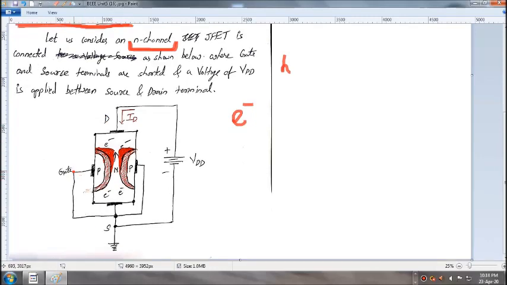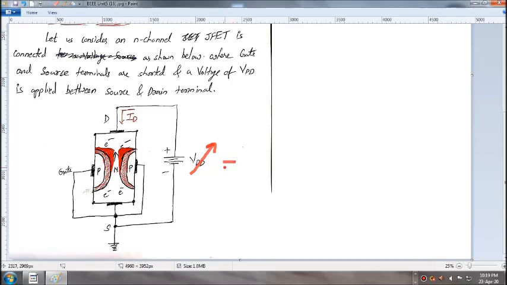Coming to the circuit diagram, the gate terminal and source terminal are short circuited and a voltage source VDD is applied between the source and drain terminals as shown in the figure. If the voltage source is 0, the depletion region, the yellow one, is evenly distributed on all sides. The thickness of the depletion region is the same on all sides. If we slowly increase the voltage VDD, the shape of the depletion region changes.